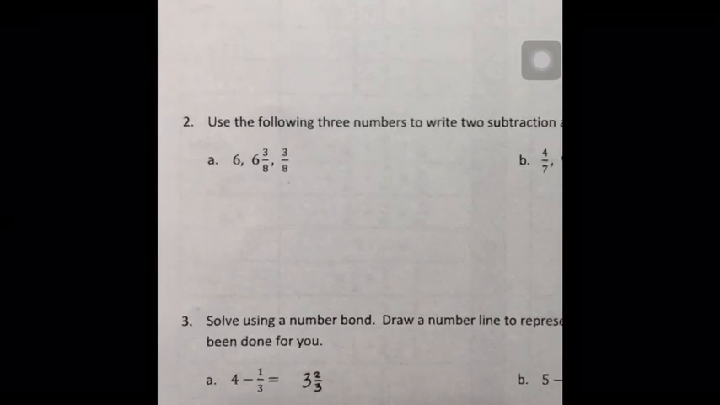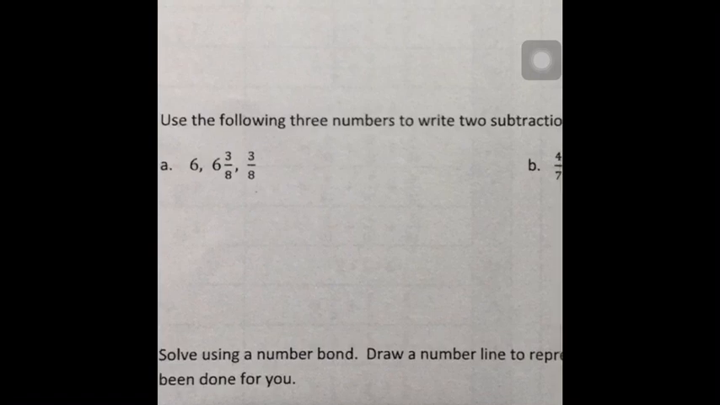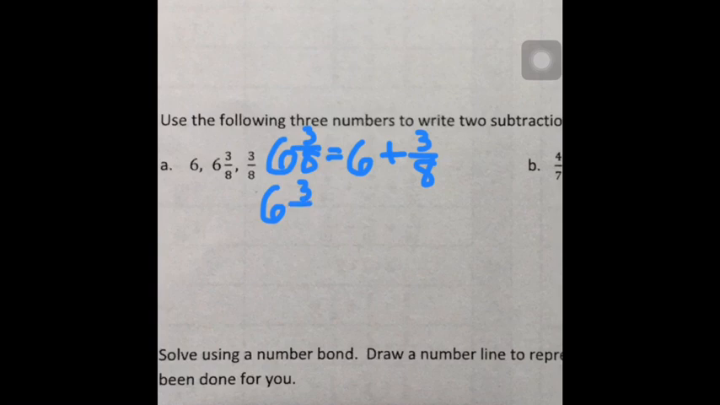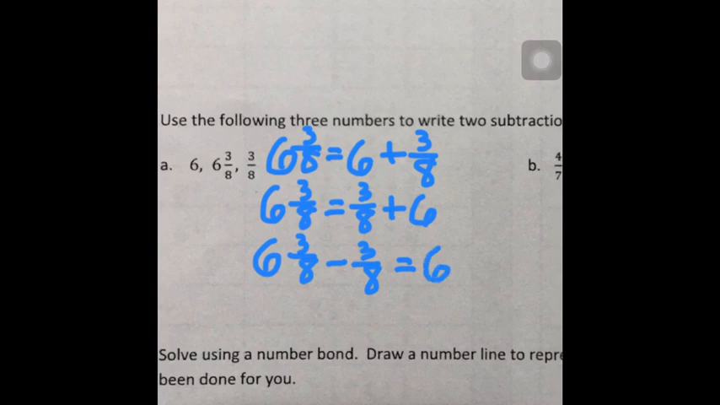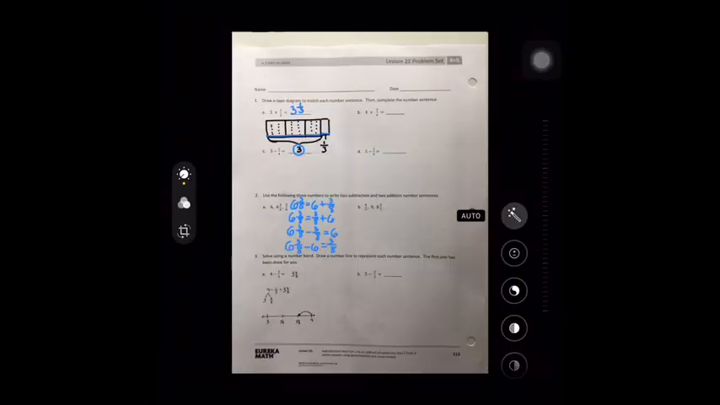So what we would do is start with 6 and 3/8 equals 6 plus 3/8. 6 and 3/8 equals 3/8 plus 6. 6 and 3/8 minus 3/8 equals 6. 6 and 3/8 minus 6 equals 3/8. So that is how you would do 2a and 2b.